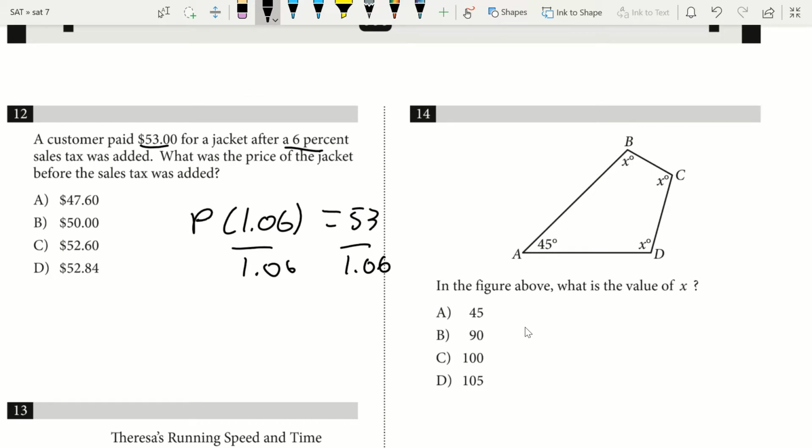And when I do 53 over 1.06 to get P, I get $50, which is B.